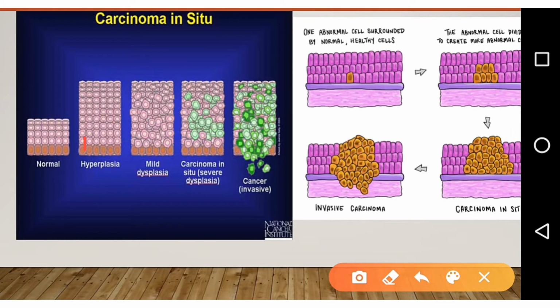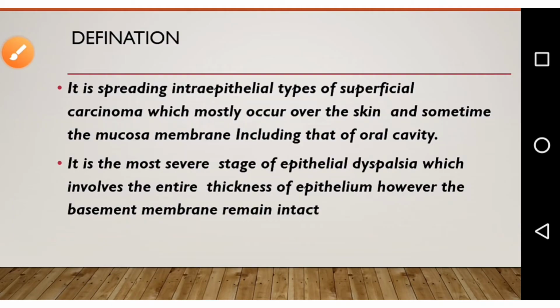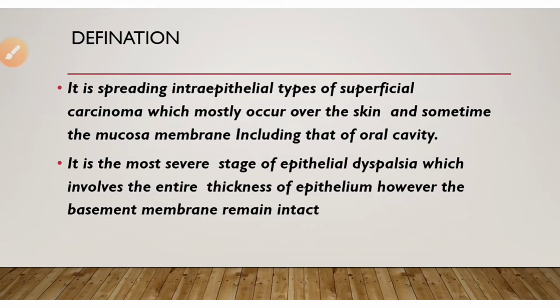Here is the epithelium, and this carcinoma in situ spreads within this epithelium, within this area. It does not spread to other parts or organs, but spreads within the epithelium. The cells become more dysplastic and eventually turn into carcinoma in situ. So it is known as intraepithelial spreading, and it mostly occurs in the skin and sometimes the mucous membrane.